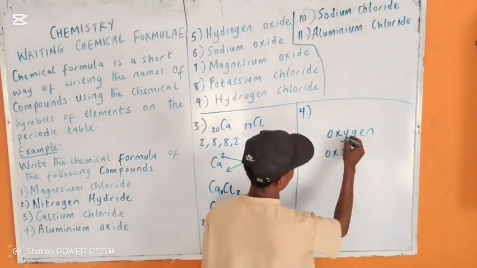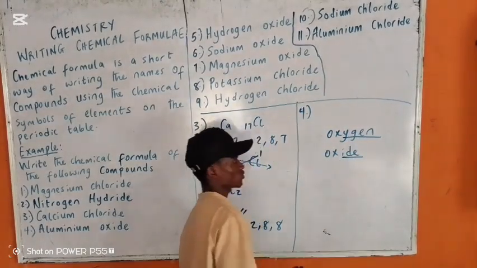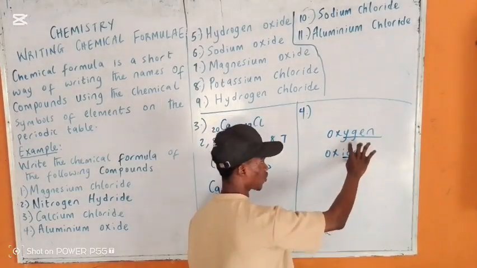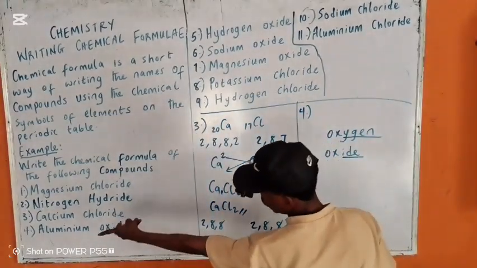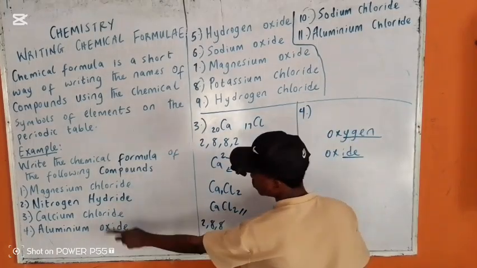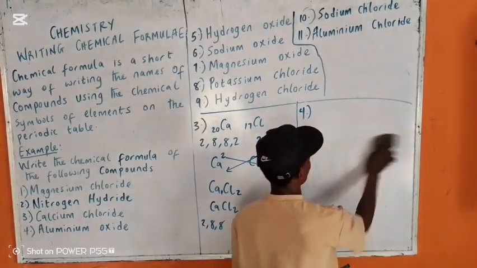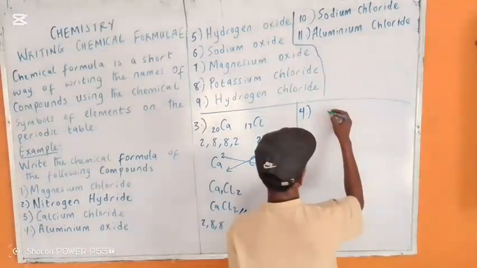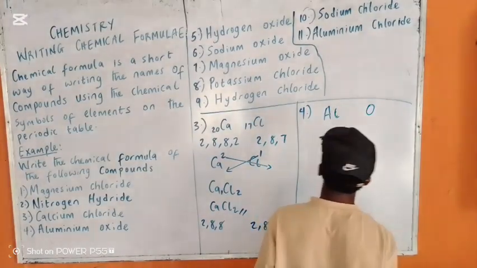So we have the suffix here changing to this. From oxygen you have oxide when it's combined with another element. So we have 2 elements here, which are aluminium and oxygen.